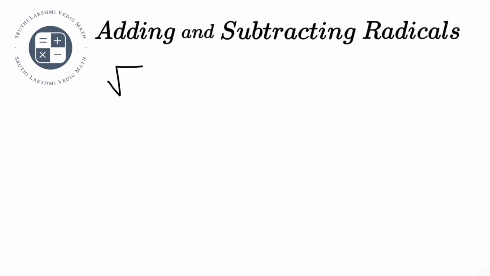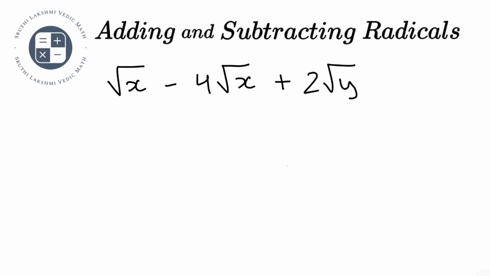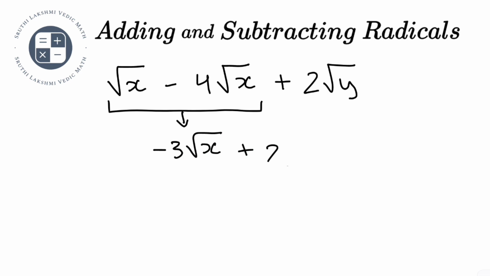Now let's look at root x minus 4 root x plus 2 root y. Now here, what would we do? First, let's do root x minus 4 root x. Here, since there are like terms, all we have to do is subtract the coefficients. So 1 minus 4 equals negative 3, and then we copy down the root x, plus 2 root y. Since root x and root y are not like terms, this is the furthest we can simplify this expression.